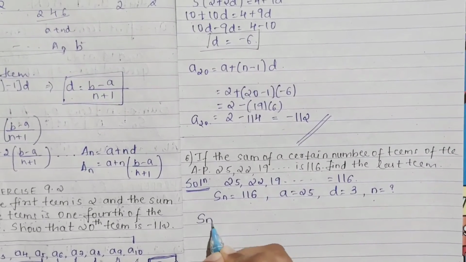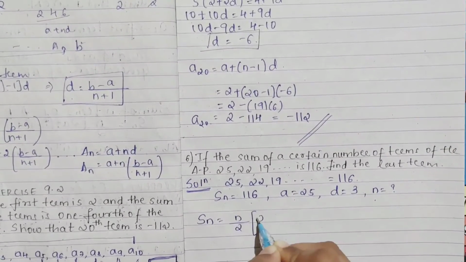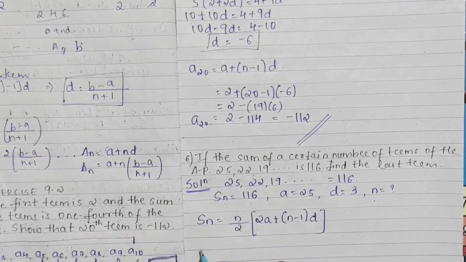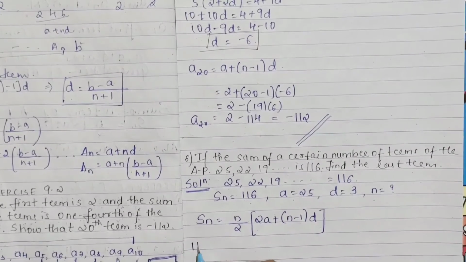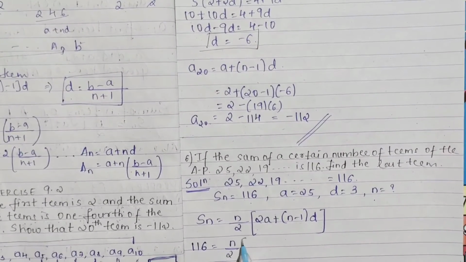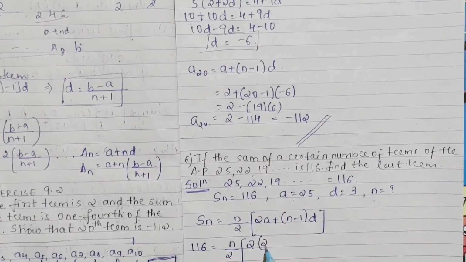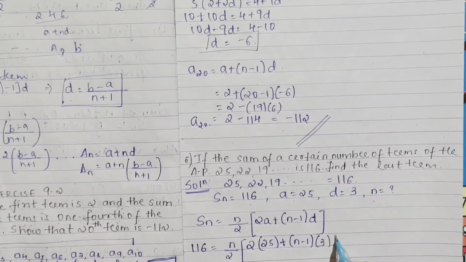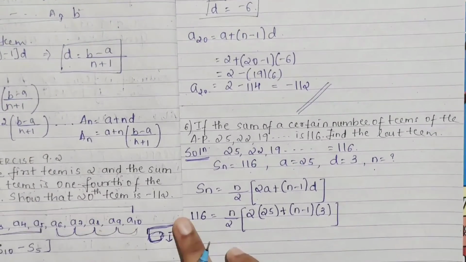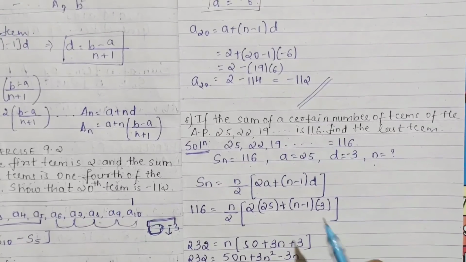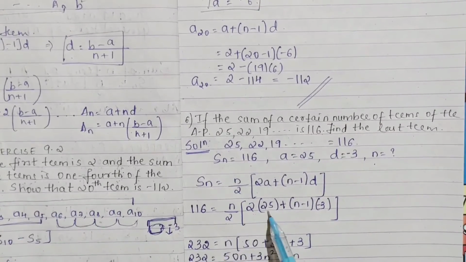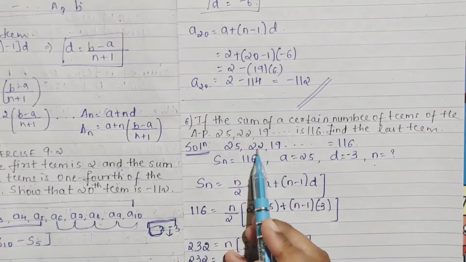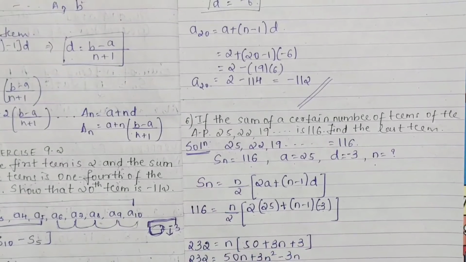So your Sn formula is Sn is equal to n by 2, 2a plus n minus 1 d. So substitute everything. Sn they have said 116, so I am writing 116, n we don't know, so we keep it as it is, n by 2. A is 25 plus n minus 1, and d also we have got. So now just solve it, take 2 here. So we have put n by 2, 2 into 25 plus n minus 1, d is minus 3. See here you will get minus 3, 22 minus 25 is minus 3, right? Please be careful in that.